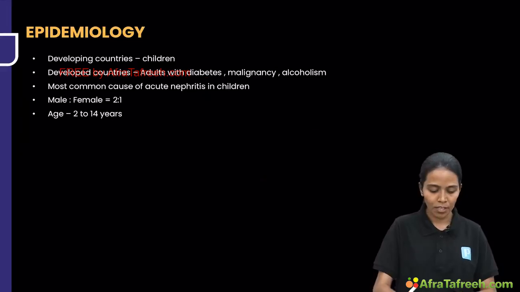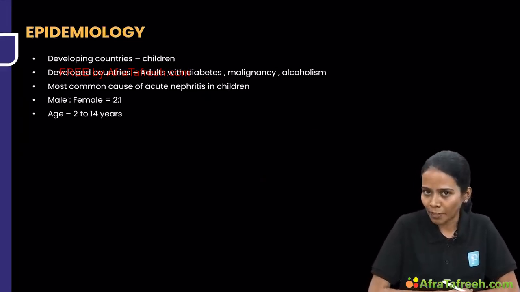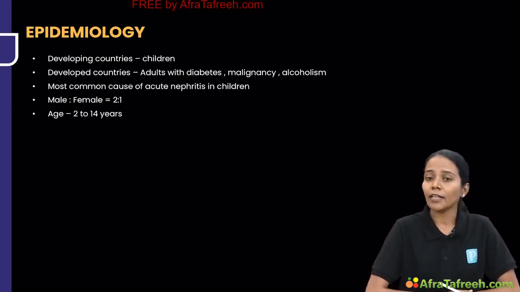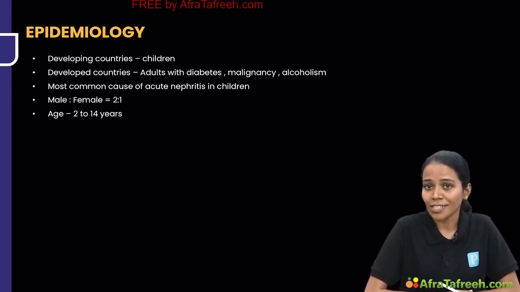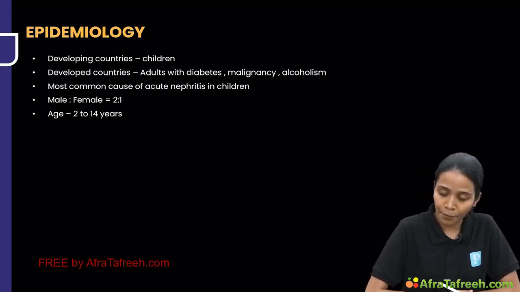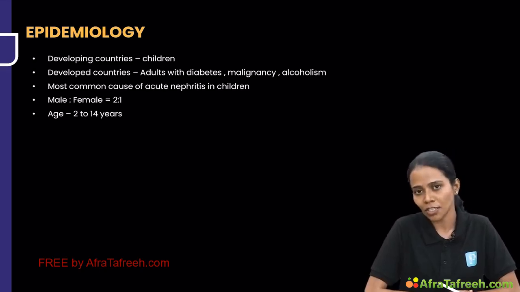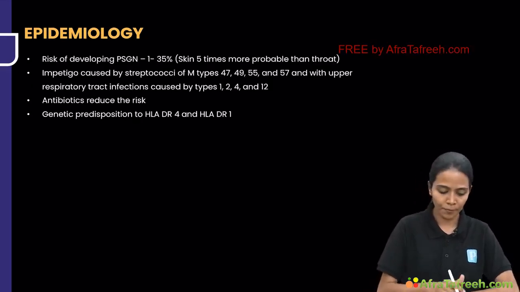Okay. Now, epidemiology of PSGN, it is mostly seen in developing countries, that too in children. Okay. In developed countries, if it's happening, it is happening generally in immunosuppressed patients or adults with diabetes and malignancy or alcoholism. And post-streptococcal glomerulonephritis is the most common cause of acute nephritis in children, with male preponderance, with male to female ratio being 2:1. And the age of occurrence, like I said, is generally in children, between 2 to 14 years.